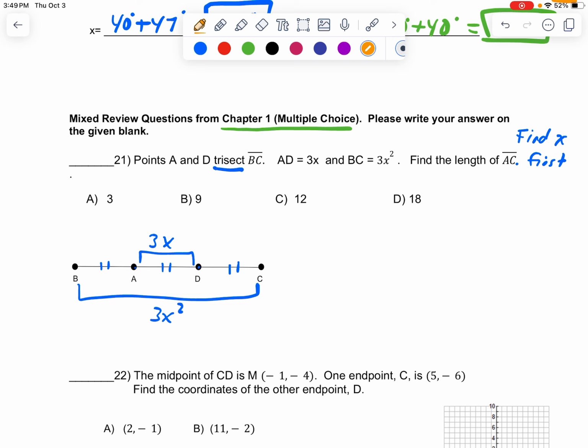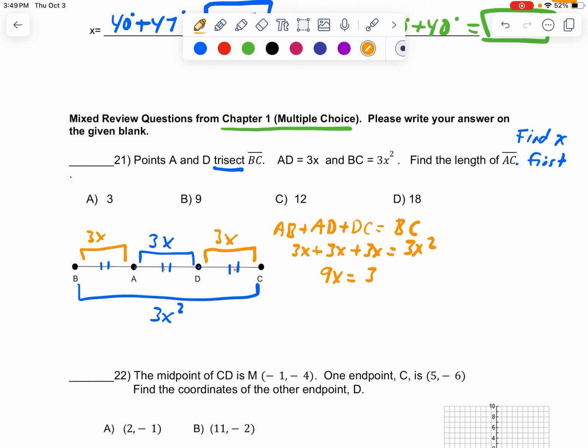Well, I know because these 3 segments are congruent that this is also 3x and this is also 3x. So it means that all 3x's added together is equal to the whole of 3x squared. Or in other words, AB plus AD plus DC equals BC. So that is 9x equals 3x squared. As soon as I see a problem that has a squared, it makes me think that I'm going to have to factor. So if I need to factor, it needs to be equal to 0.